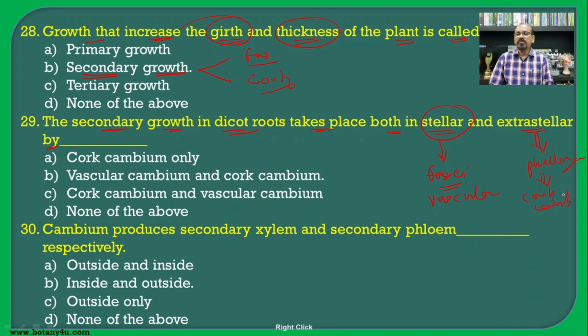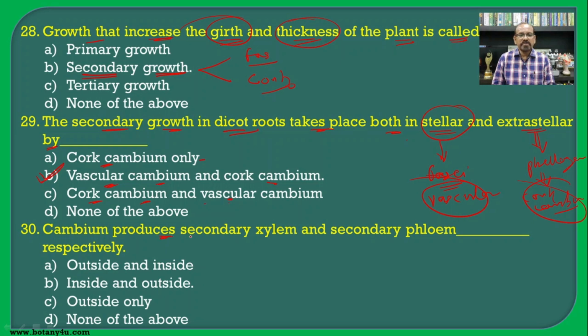So we have to see this in the answer. The cork cambium only, no. Then vascular cambium, yes, and cork cambium, yes. So the second one becomes the answer. Third, cork cambium and vascular cambium, this is the reverse, because stellar is vascular cambium and extrastellar is cork cambium. So B becomes the answer for this question.